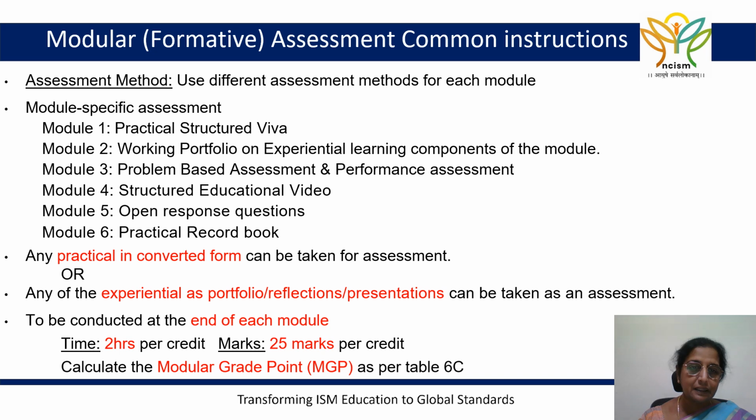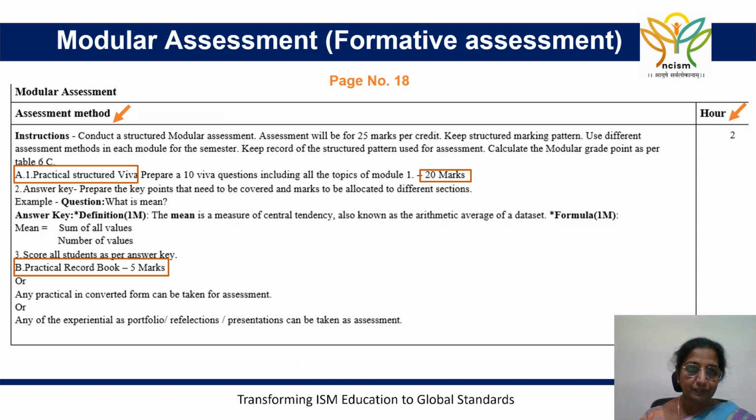Any practical in converted form can be taken for assessment, or any of the experiential as portfolio or reflections or presentations can be taken as an assessment. This is to be conducted at the end of each module with 2 hours per credit and 25 marks per credit. Here we calculate the modular grade point as per table 6C.